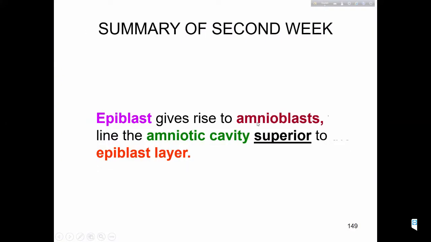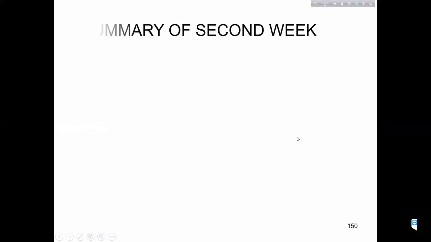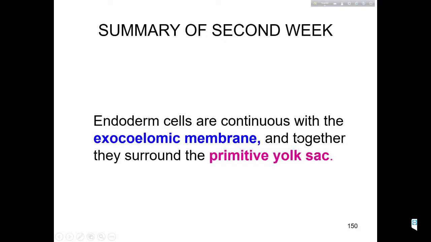Epiblast gives rise to amnioblasts, which line the amniotic cavity superior to the epiblast layer, as you have seen. Endoderm cells are continuous with the exocoelomic membrane, and together they surround the primitive yolk sac.